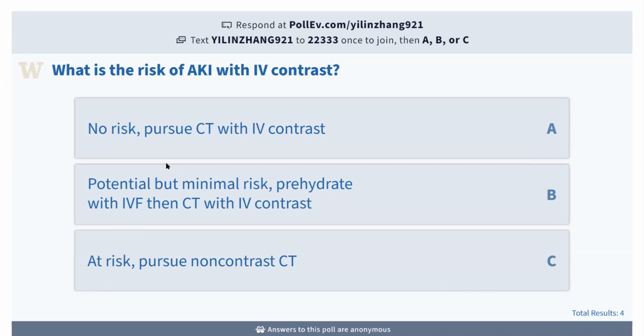Is there no risk? Go ahead and pursue a CT scan with contrast. A potential but minimal risk, so prehydrate with IV fluids, then pursue a CT scan with contrast. Or he's at risk and you should try to pursue a non-contrast study. I'll give you guys a few more moments.